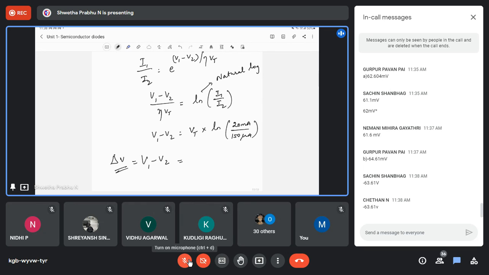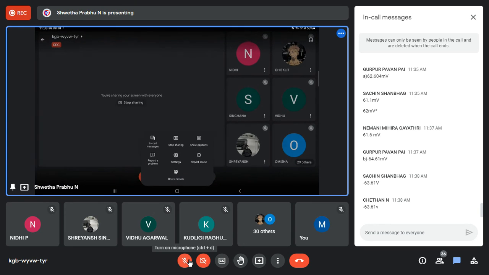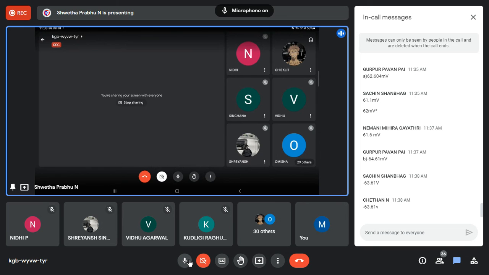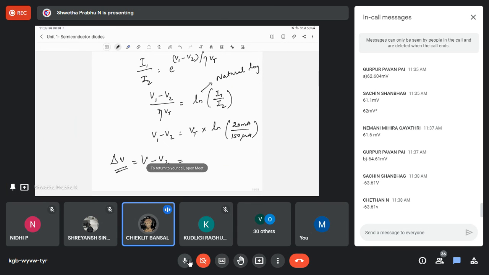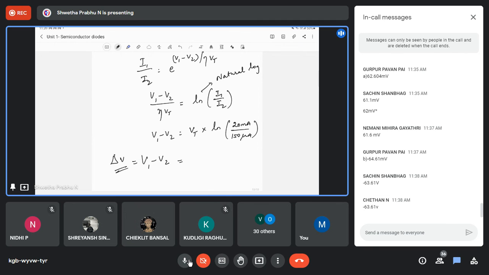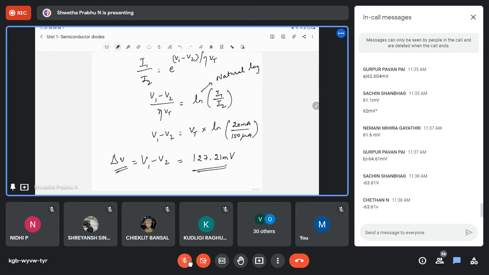One of you please read out the answer. Guys, are you there? 7.48 into 10 raised to power minus 15. No, what is the Vt value? 26 millivolts. Correct. 127.21 millivolts is the answer. Yes, ma'am. Please verify. This is the answer.